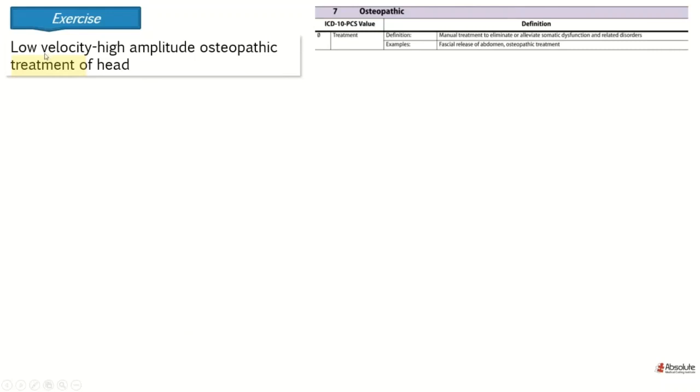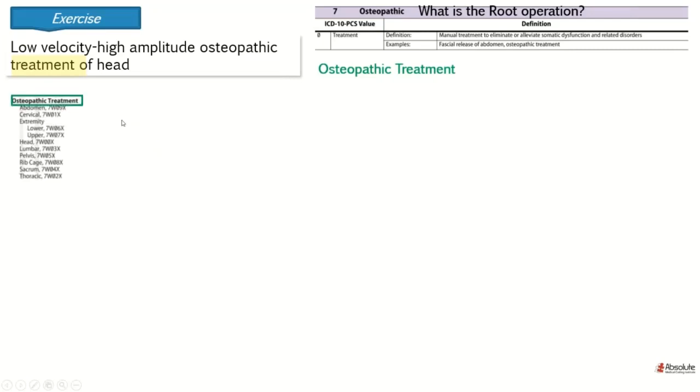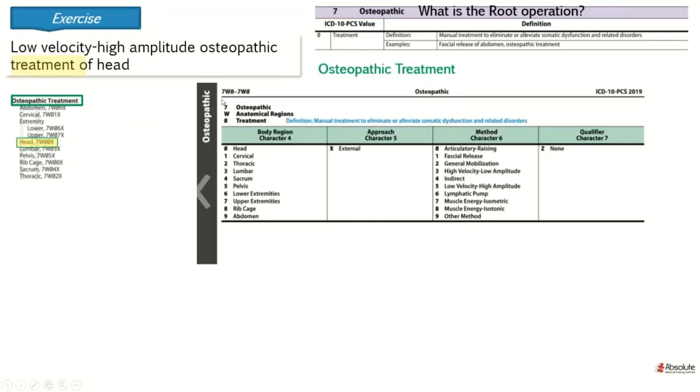All right. Low velocity, high amplitude, osteopathic treatment of the head. All right, coders, what is the root operation? We know it's treatment. What type of treatment? Osteopathic treatment. We're going to look up osteopathic treatment in the alphabetic index. Osteopathic treatment of what? Head. Our code 7W00X. Let's go find the corresponding table.